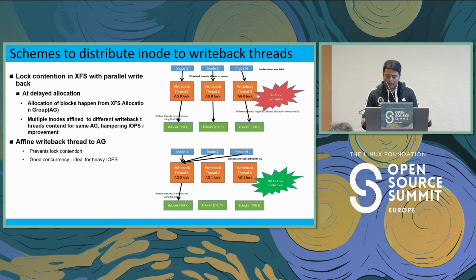The allocation group is a basic thing present in XFS, and XFS recommends that we have IOs coming to multiple allocation groups at the same time. That will give very good parallelism. So what we did is, instead of affining the inode to a particular writeback thread, we said that if the inodes belong to the same allocation group, we will affine them to the allocation group. This way, the AG lock contention will not be there, and we will always see an increase in the IOPS with an increasing number of writeback threads.